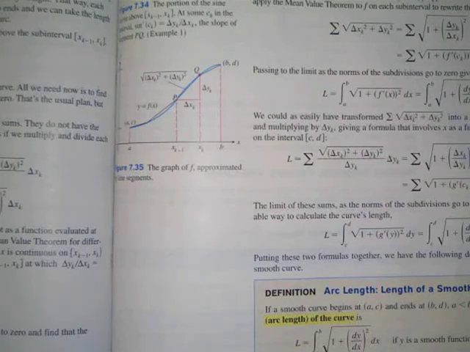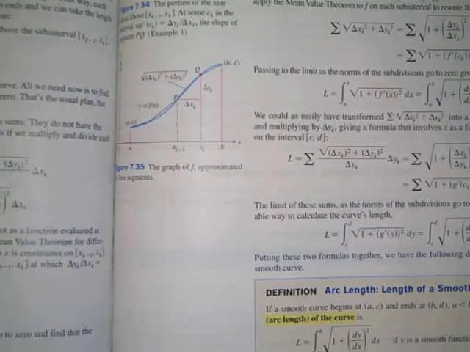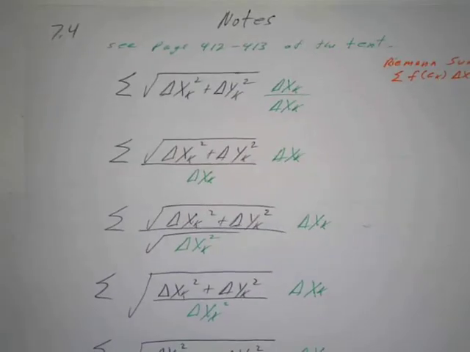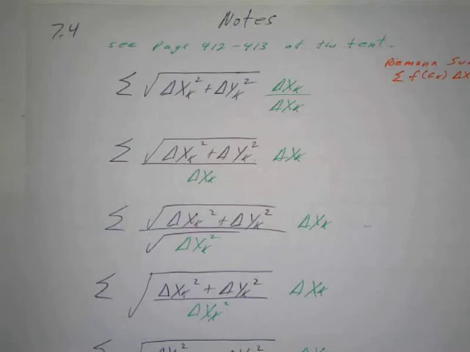We can rewrite them as Riemann sums if we multiply and divide each square root by delta x sub k. So that's what we're going to do, and I filled in some of the steps because the textbook did skip some steps over here. So again, take a look at the way the textbook does it, and after we go through some of these notes, you'll probably be able to follow what they're saying a lot better. Again, this is what we got by just using the Pythagorean theorem.